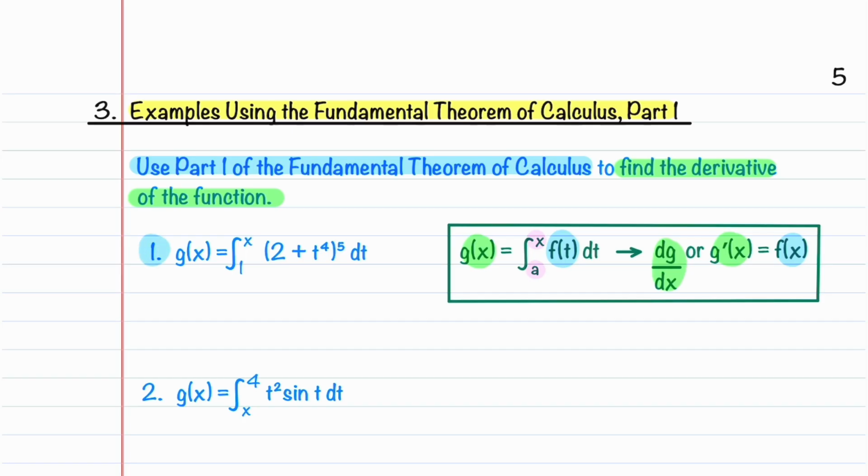Let's now look at our first example. We want to find g prime of x, and the Fundamental Theorem of Calculus tells us that the derivative of g of x with respect to the upper limit x is the integrand, which is the quantity 2 plus t to the 4th raised to the 5th power, evaluated at the upper limit x. So this is just 2 plus x to the 4th raised to the 5th.